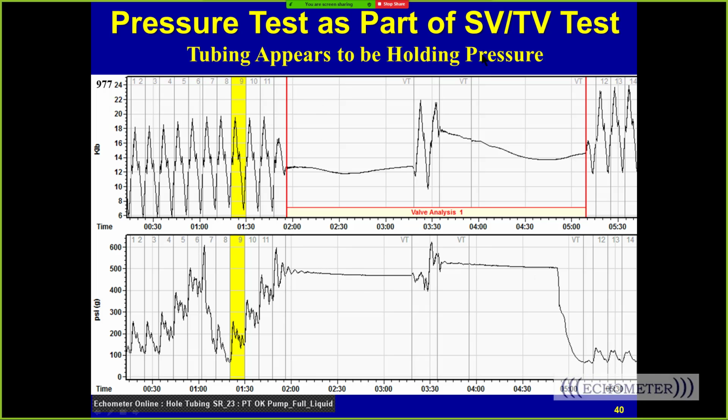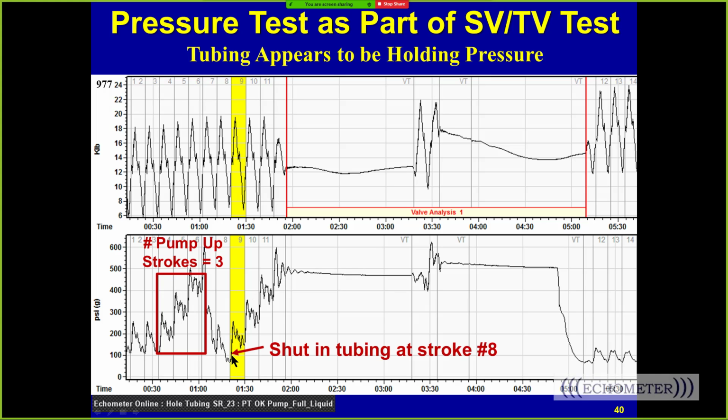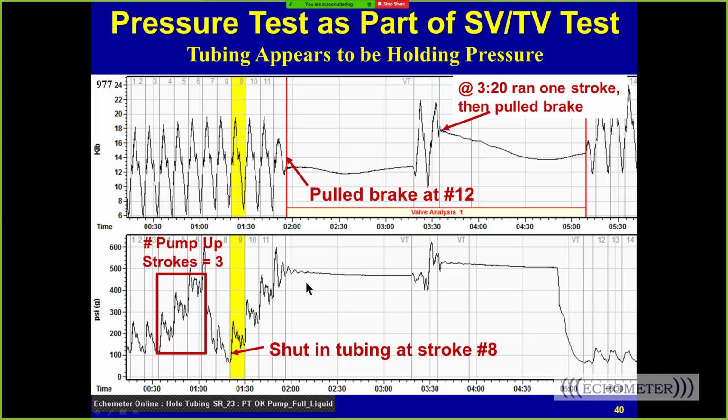So this is an example where the well held tubing pressure and didn't leak off due to a hole, and it's full of liquid, and it builds pressure fairly quick. And so that's what we see here. And there's our 3 pump up strokes. Here's when we shut the tubing in on stroke number 8. Here we pull the brake to stop it. Then we went 1 more stroke and pulled the brake again. Then we opened it back up. So that's what that shows.